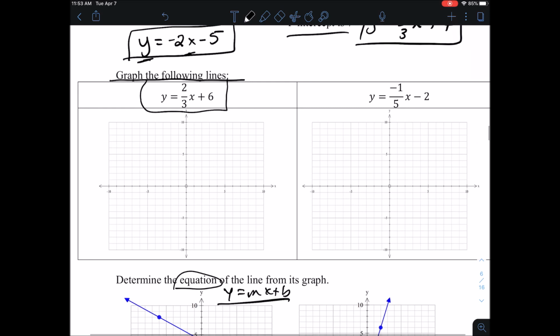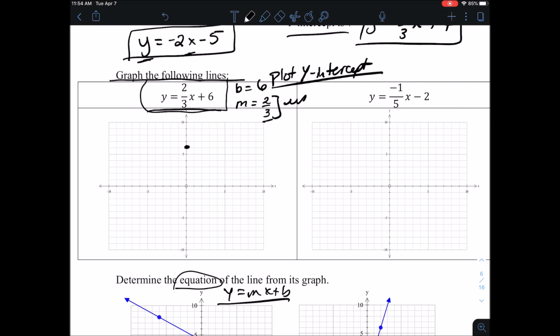All right, when graphing, I look at the equation that I'm given, y equals 2/3 x plus 6. Well, this tells me two things. I know that b is 6, so I know that the graph is going to cross right here. That's the y-intercept. And I know that m, the slope, is 2/3. So now I'm just going to use the slope to plot a second point. So I'm going to write here b equals 6, so plot the y-intercept. Okay, that's not very difficult.